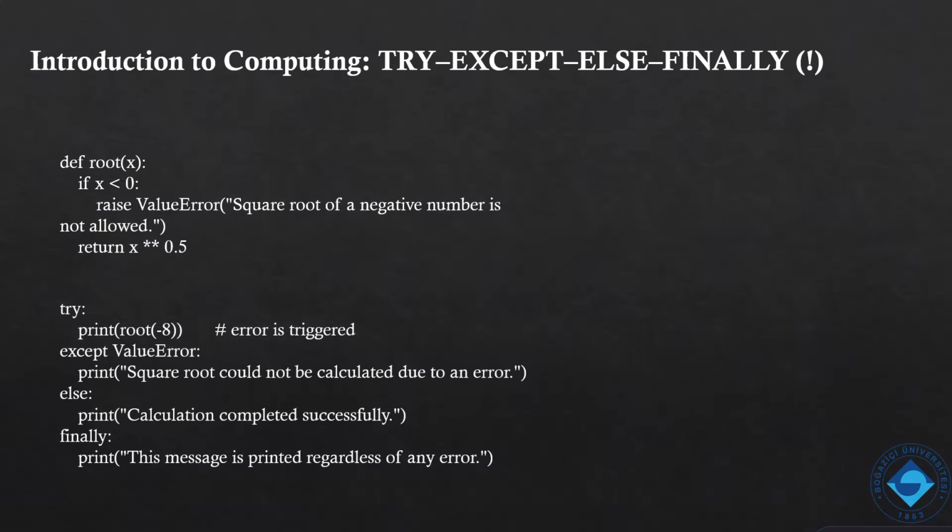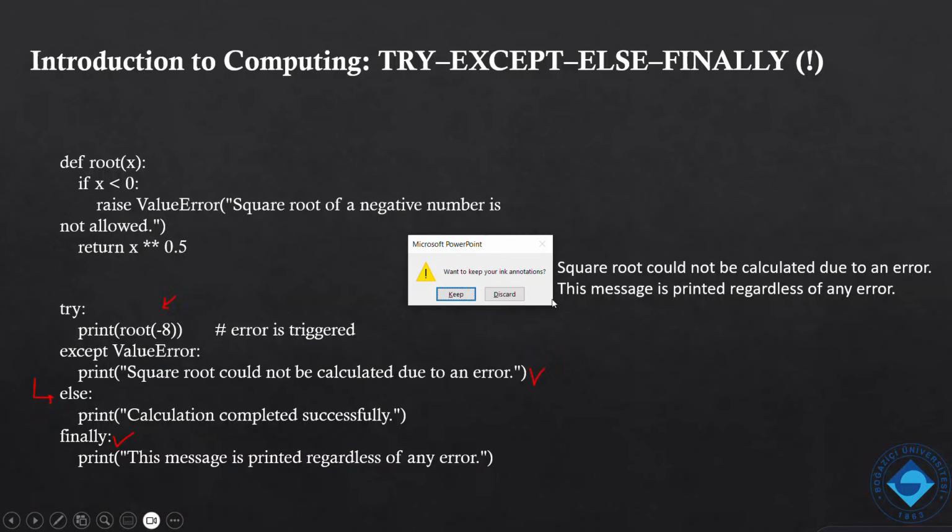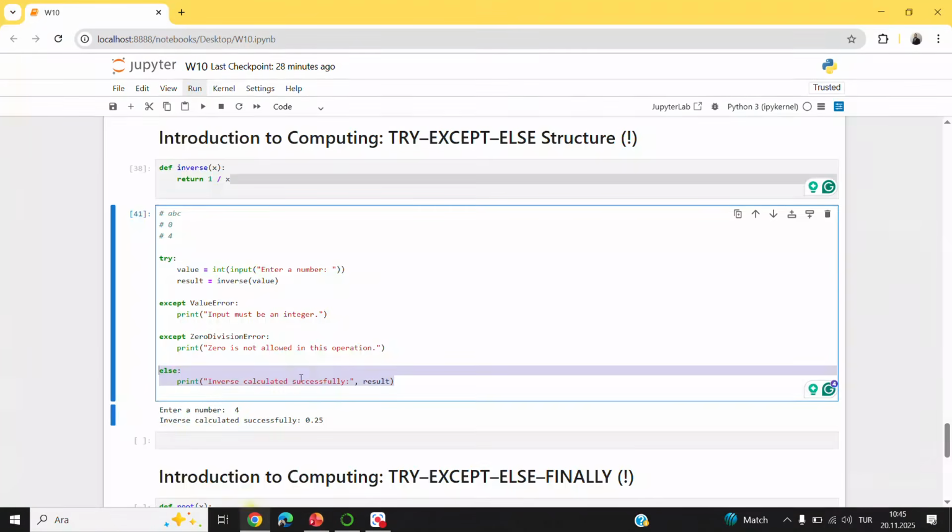Okay, here again, same example. And if you remember, if I write -8 or -9, it will run the exception blocks, but also it will run the finally block here. But pay attention, it will not run the else block. Okay, let's go to Anaconda and see.